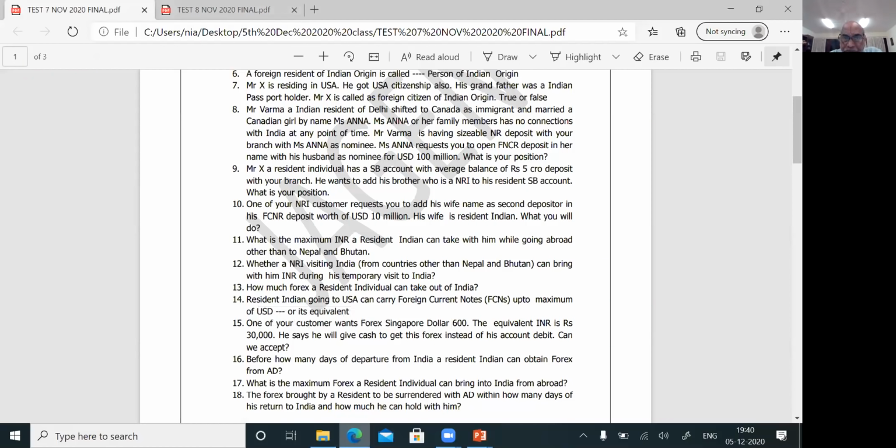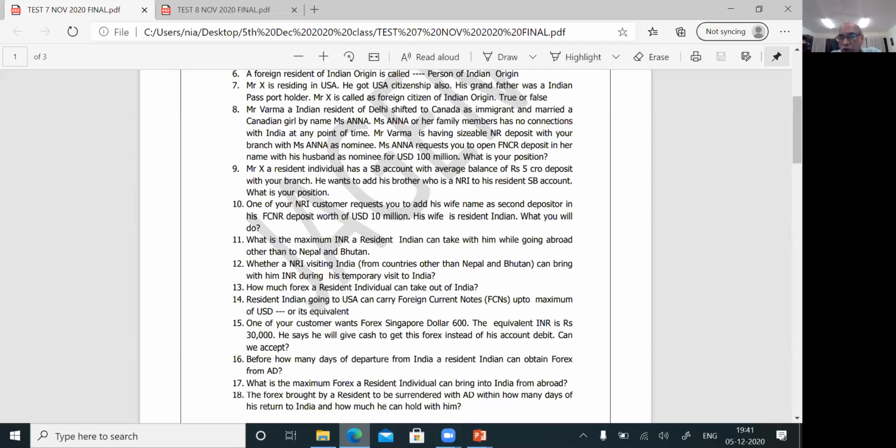Question number 11. What is the maximum Indian rupees INR a resident Indian can take with him while going abroad, other than to Nepal and Bhutan? So a resident individual, we are all resident individuals. When we visit a country abroad other than Nepal and Bhutan, whether we can take Indian rupees with us, and if so, in what denomination, what is the maximum amount we can take?